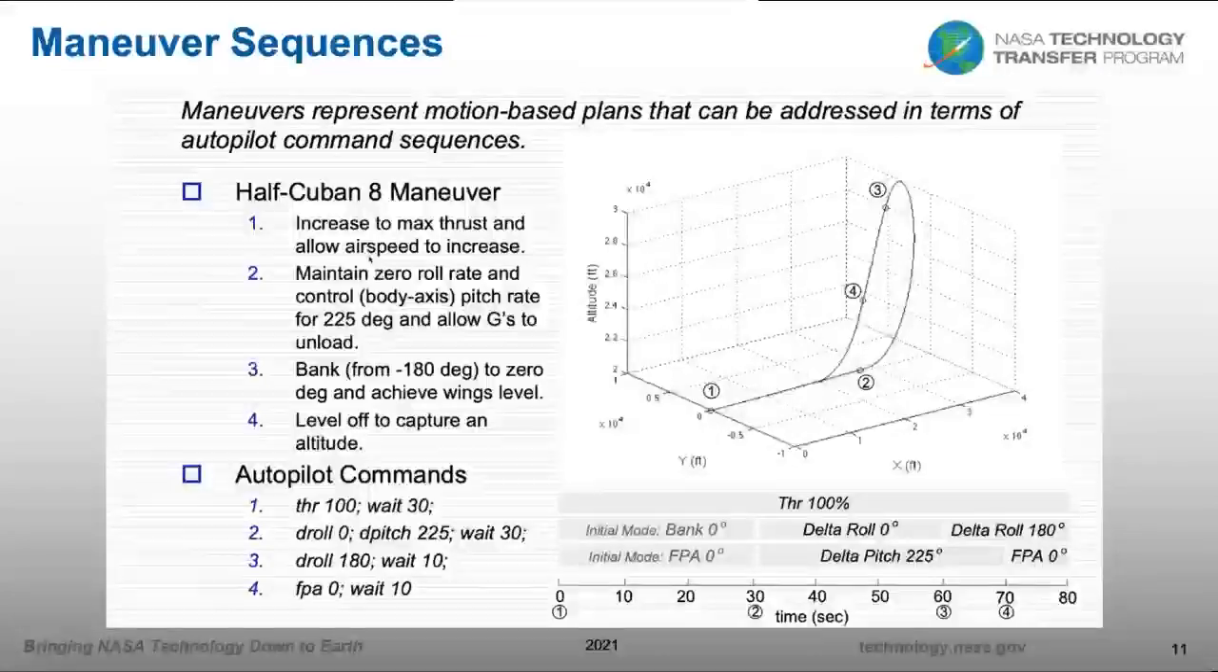In terms of a maneuver sequence, we can take each one of those building blocks and combine them in terms of a piecewise linear or piecewise constant command and the switching between these commands. That forms the construction of a maneuver sequence. We could do S-turns, things like that. One of the more difficult ones would be something complicated like this. This is a half cube and eight maneuver. But we wanted to show that we can construct a maneuver sequence using these building blocks to perform such a maneuver.